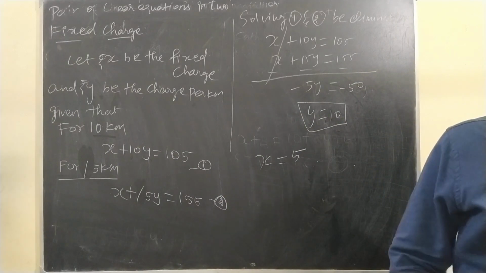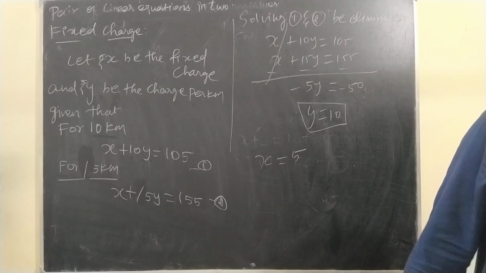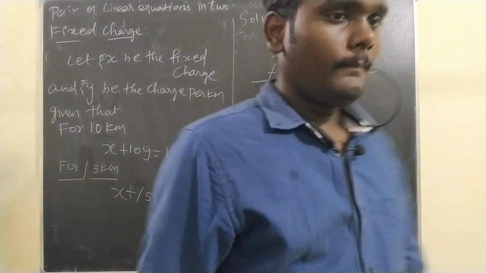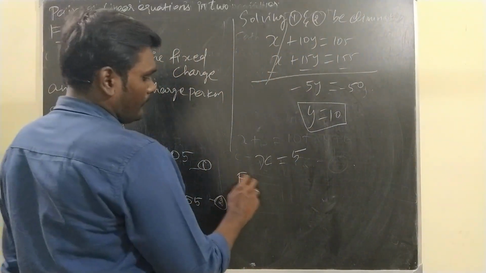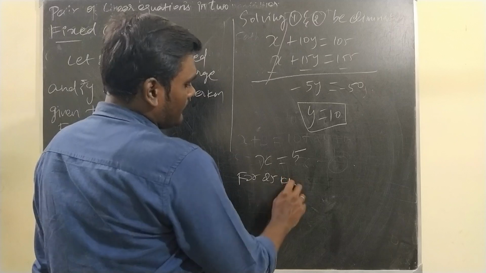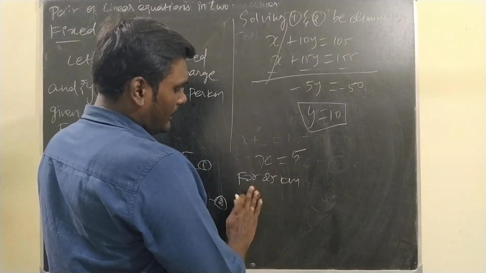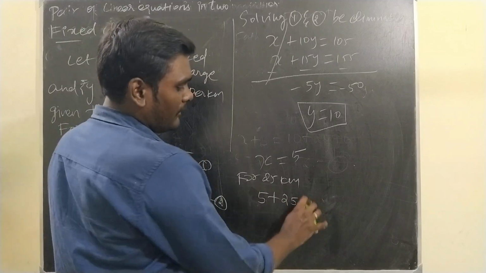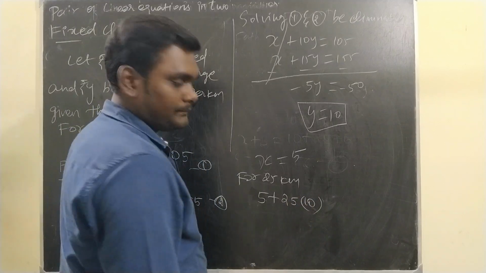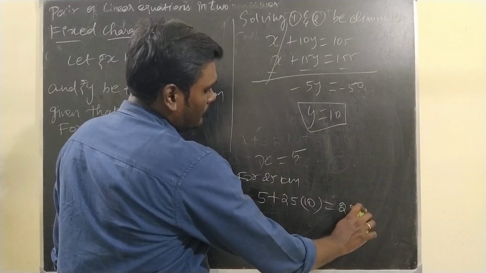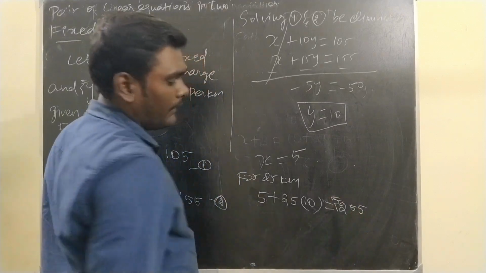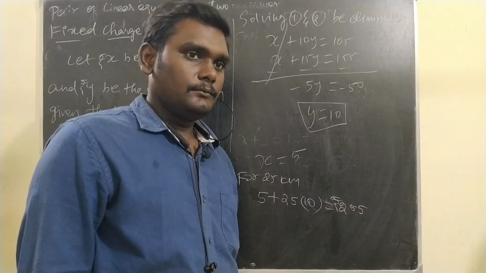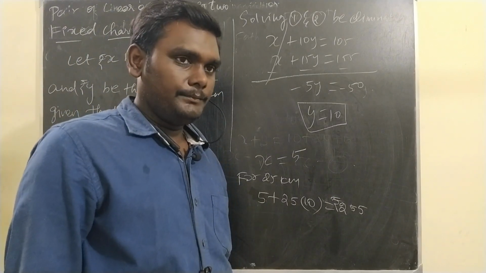Now how much does a person have to pay for travelling a distance of 25 kilometers? For 25 kilometers, same, x is the fixed charge 5 plus 25 times the variable cost, 10. So it is 255 rupees. So whenever a question has a double answer, be aware of the question. Okay. Clear?